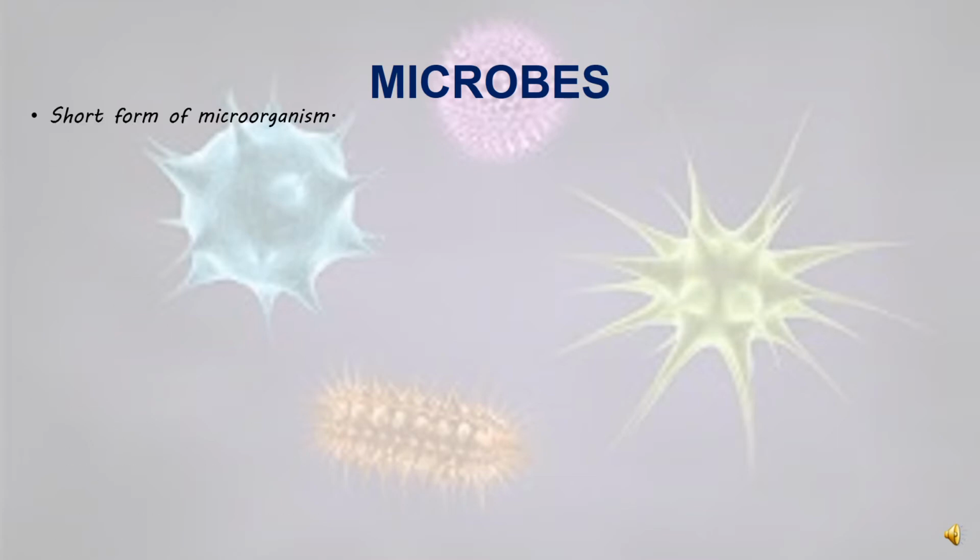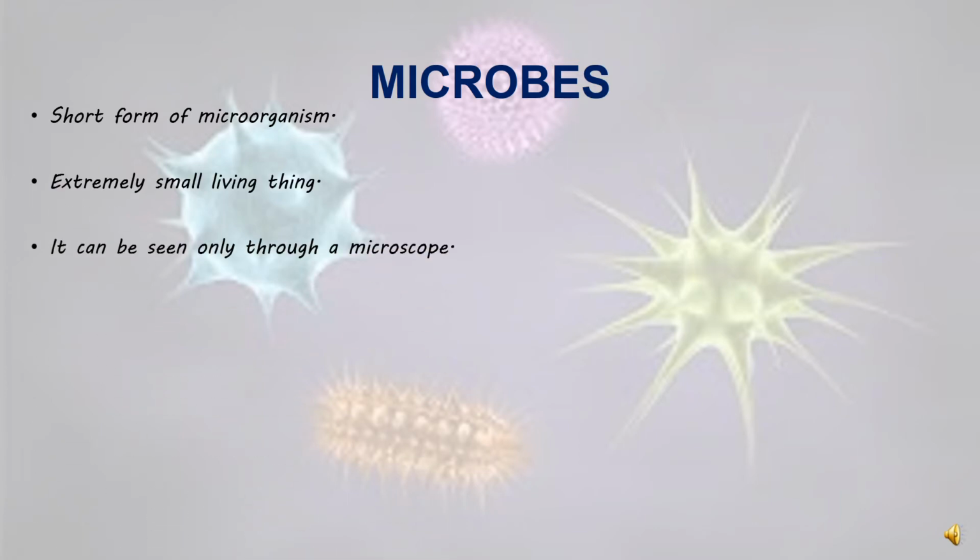Microbes are the short form of microorganisms. They are extremely small living things which can be seen only through a microscope. We cannot see the microbes with our naked eyes. So if we want to see microbes, they have to be seen through a microscope only.